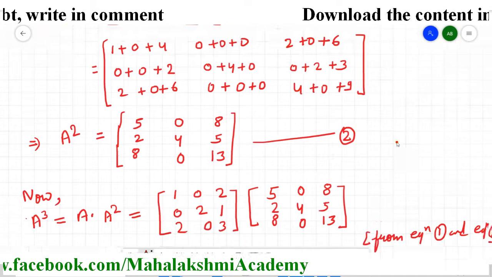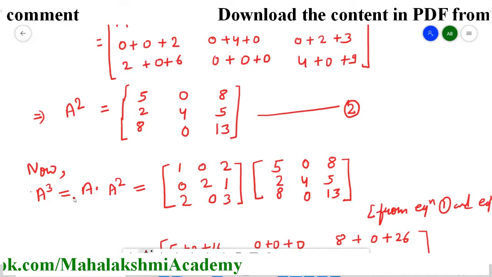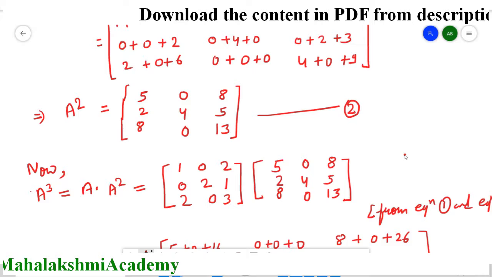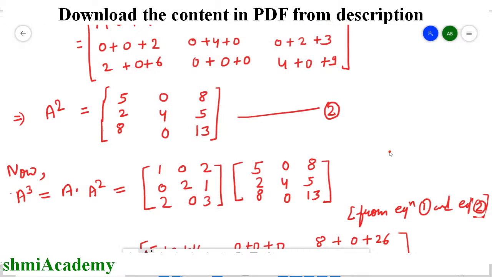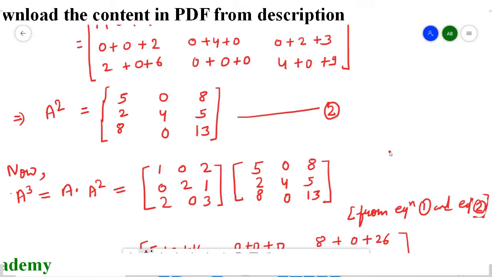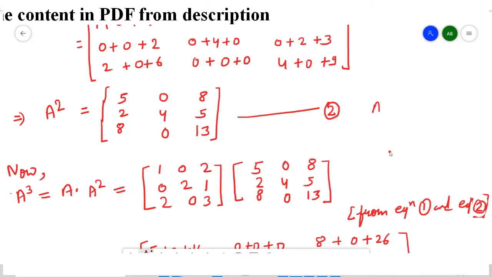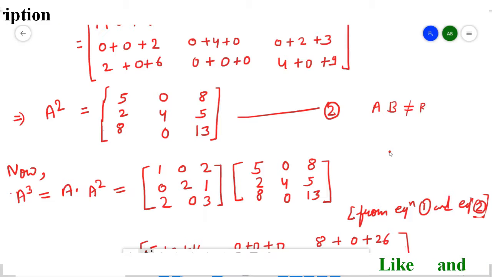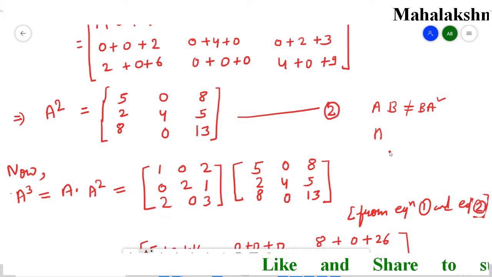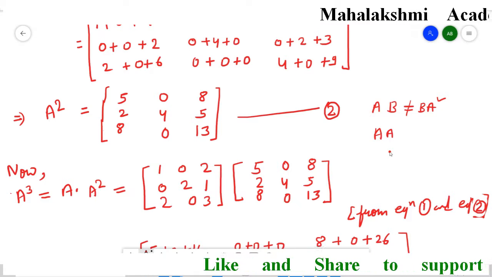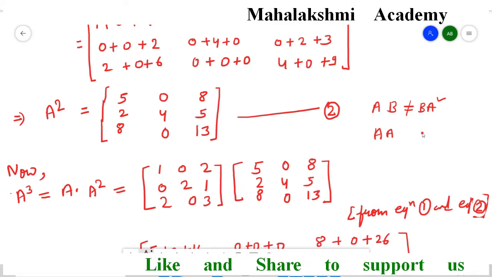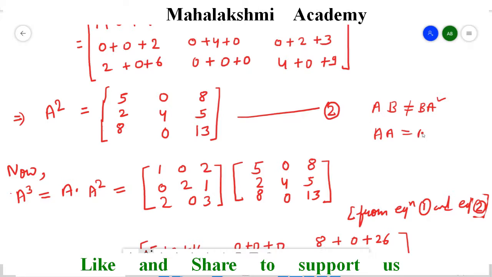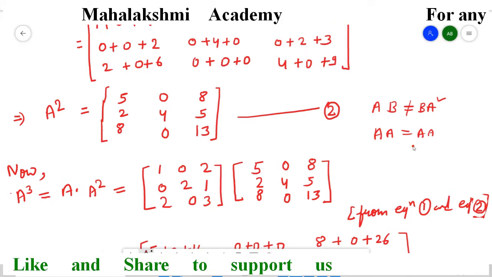Now after this we need A cube. For A cube I did A multiplied by A square. Here is a very important concept I want to explain to you. As we know, multiplication of matrices is not commutative. Suppose A is a matrix and B is another matrix. If we multiply A by B, it's not going to be equal to B multiplied by A. It's not commutative. But students, if you multiply A by A, meaning the matrices are the same, in that situation they are going to commute. It doesn't matter which A you write where, because both are the same.